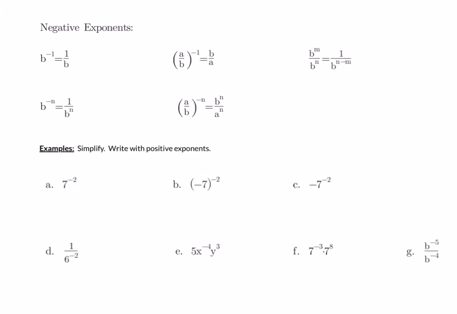a over b raised to the negative 1 is equal to b over a. And similarly, a over b to the negative n is equal to b to the n over a to the n. So negative exponents mean reciprocal. And reciprocal means flip it. So if it's in the numerator, it goes to the denominator. If it's in the denominator, it goes to the numerator.